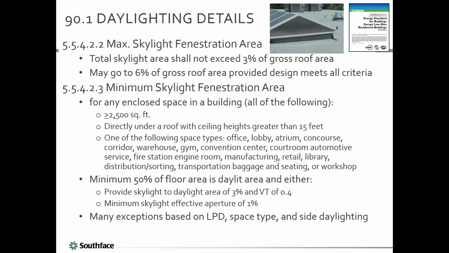Okay, we talked about daylighting. If you can meet 3 criteria, then the code is saying we really want you to have natural daylight in the space, at least prescriptively. So first of all, your space has to be a certain big enough size, 2,500 square feet. So it's not a small space, it's a decent sized space. And it needs to be under a roof that the ceiling height is 15 feet.